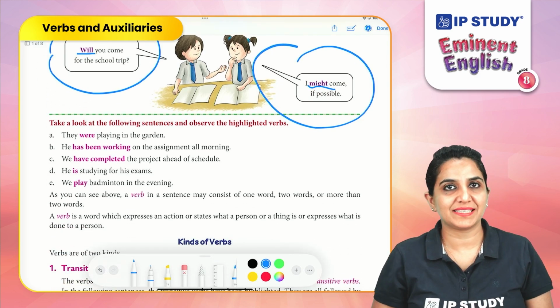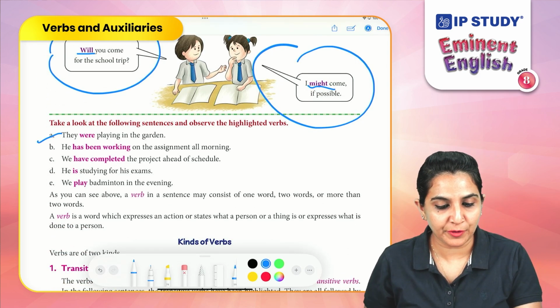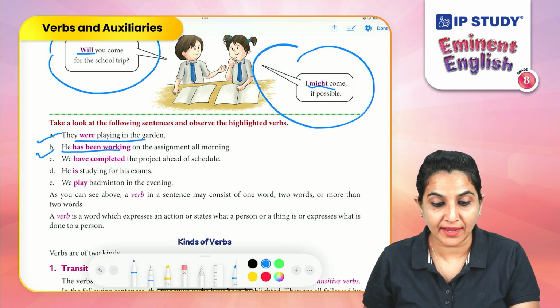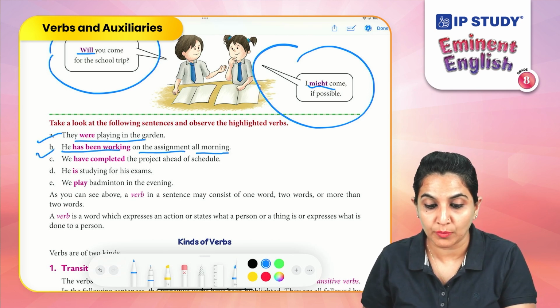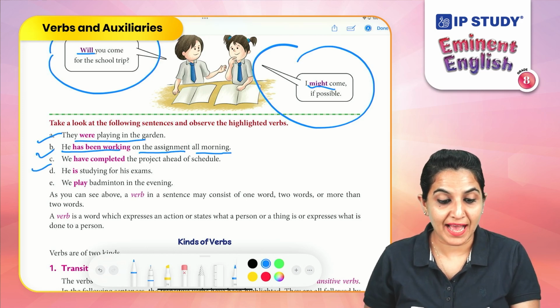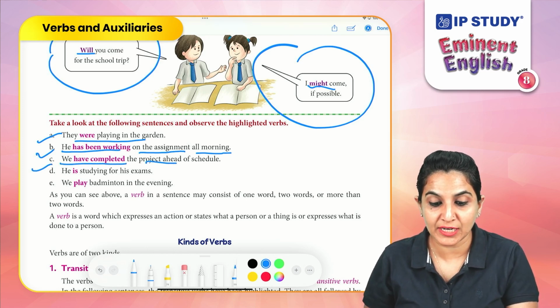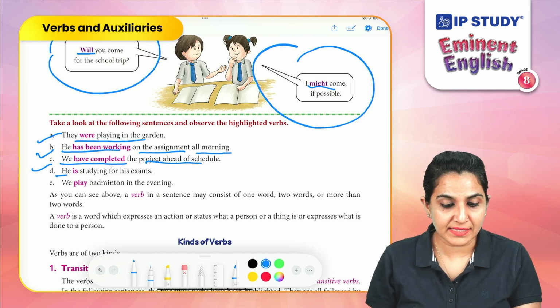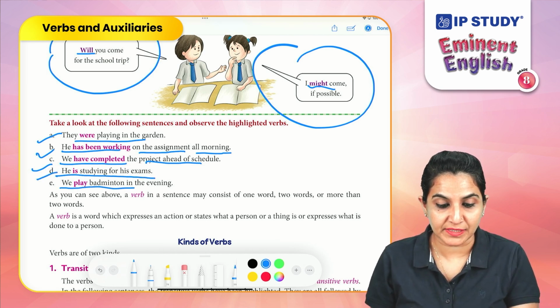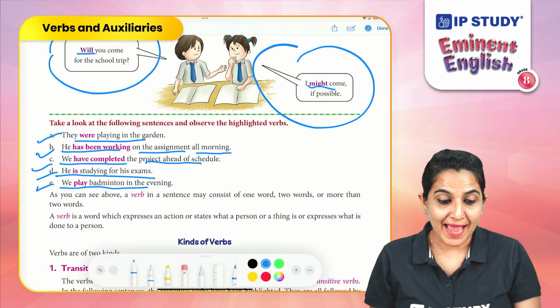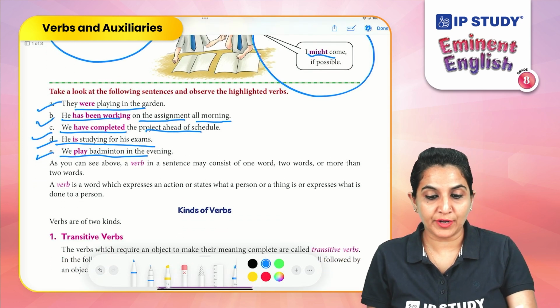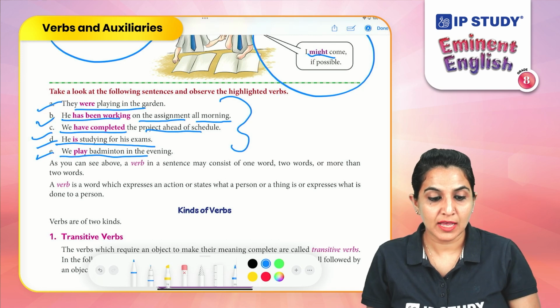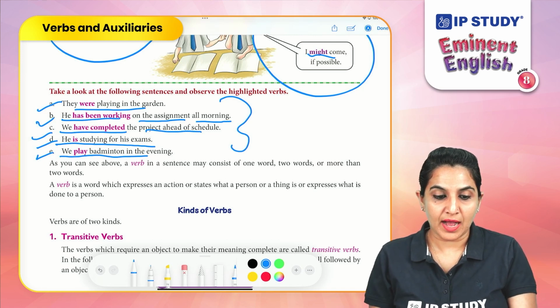Let's look at some more examples. They were playing in the garden. He has been working on the assignment all morning. We have completed the project ahead of schedule. He is studying for his exams. We play badminton in the evening. As you can see above, in all of these sentences, verbs are highlighted with pink.